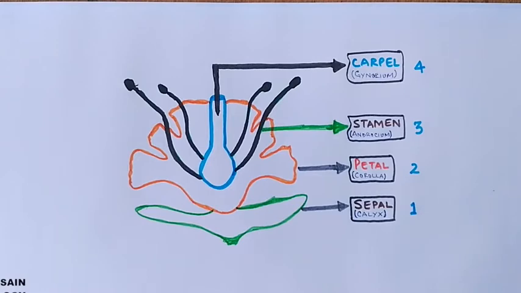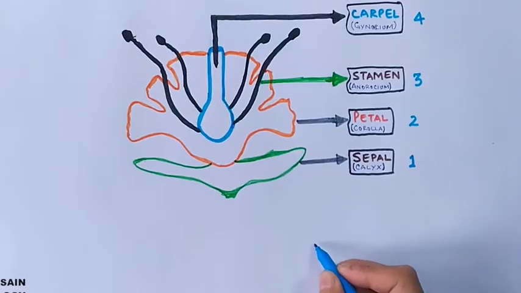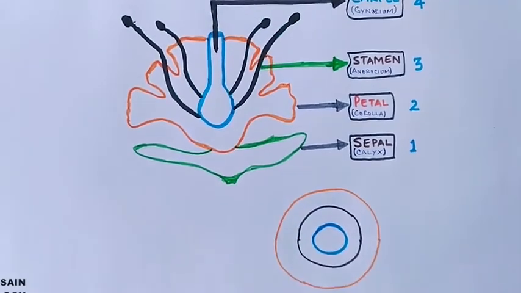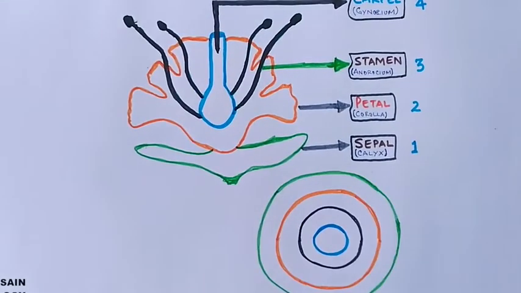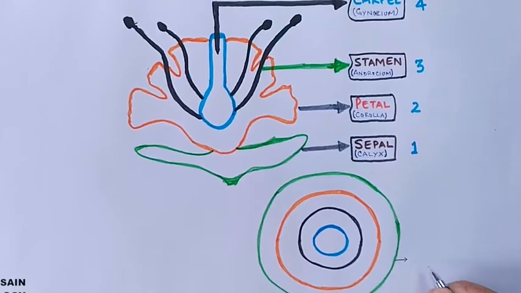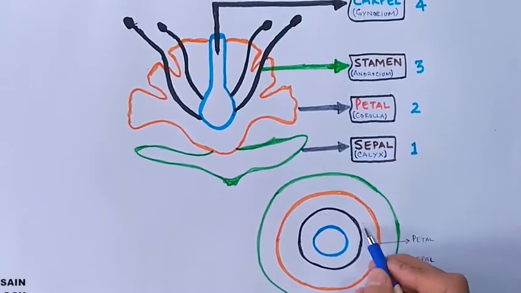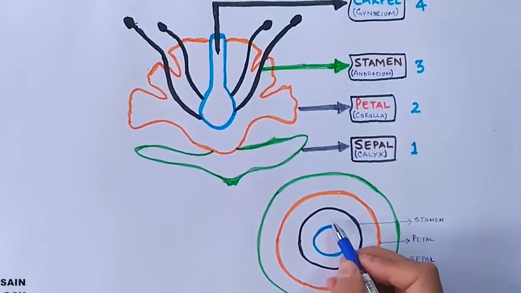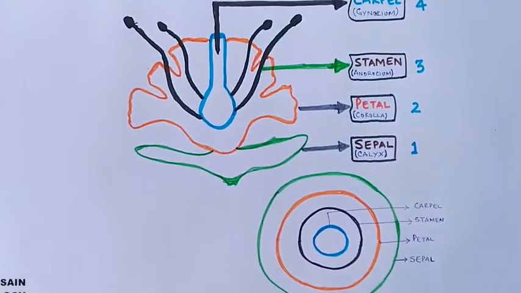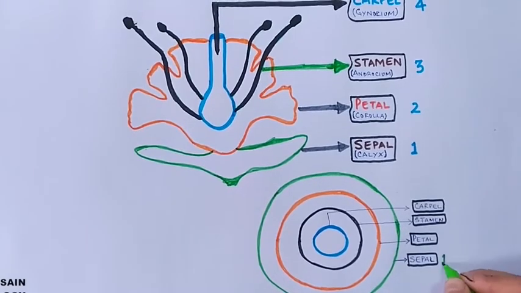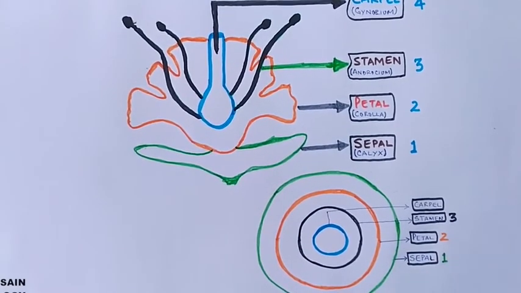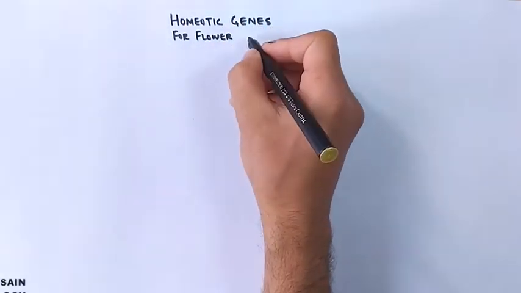So the first structure is the sepal, the outer one, and the innermost part becomes the fourth whorl, that's the carpel. To understand the floral diagram easily, we can draw the corresponding whorls in concentric rings. The outermost ring designates the outer whorl, that's the first whorl, that's sepal, and followed by second, third and fourth whorls. So this illustrates how flower organs are developed in whorls. This concentric ring diagram will be used later in this video for the illustration of ABC model. As of now, we will try to explain the homeotic genes for the flower development.